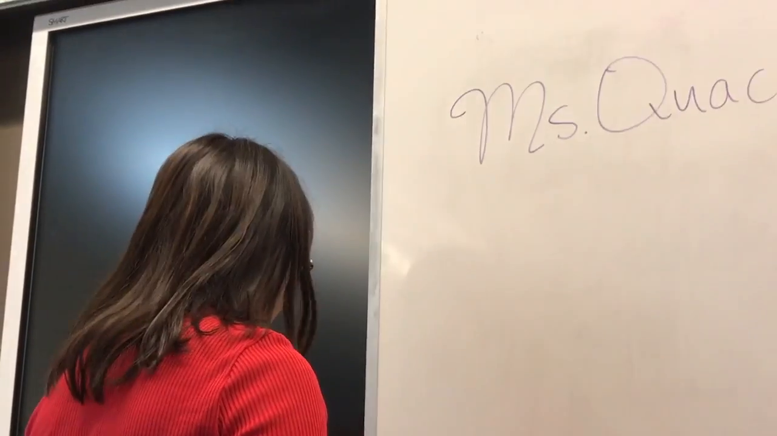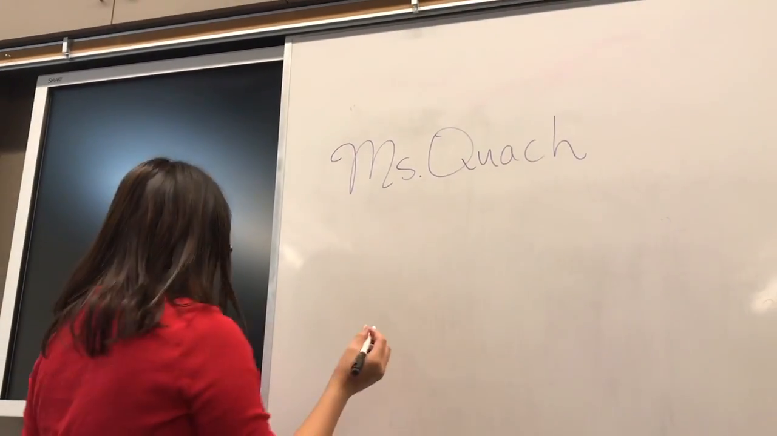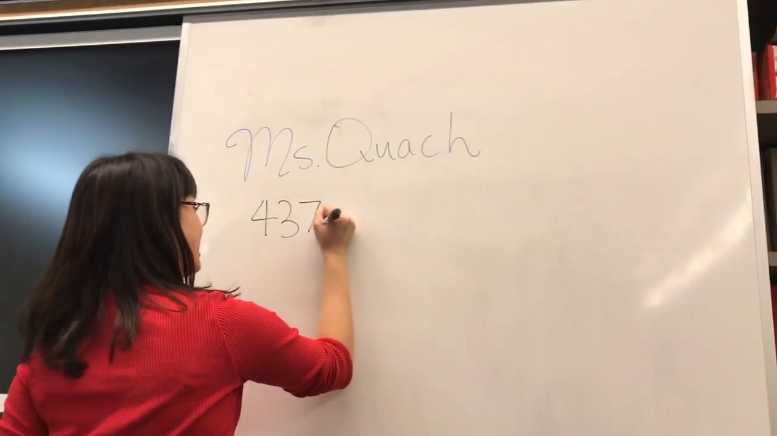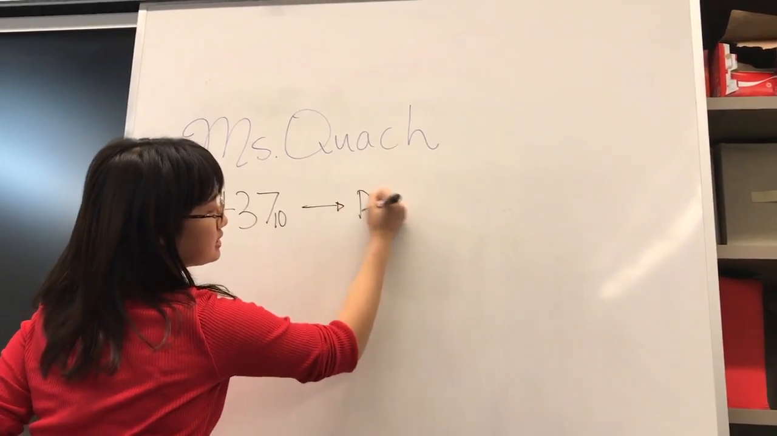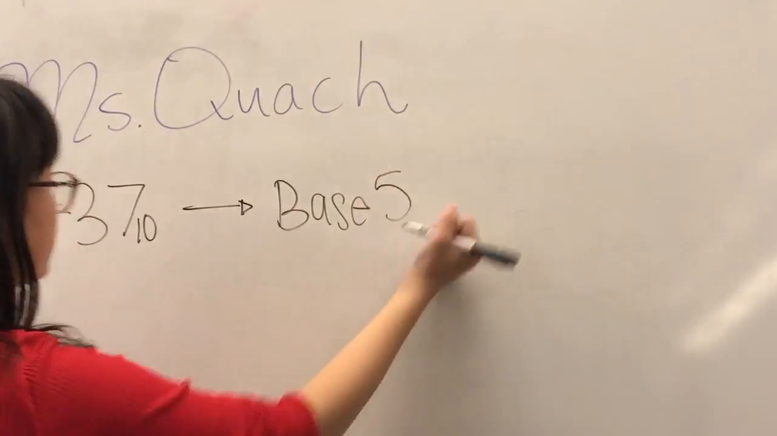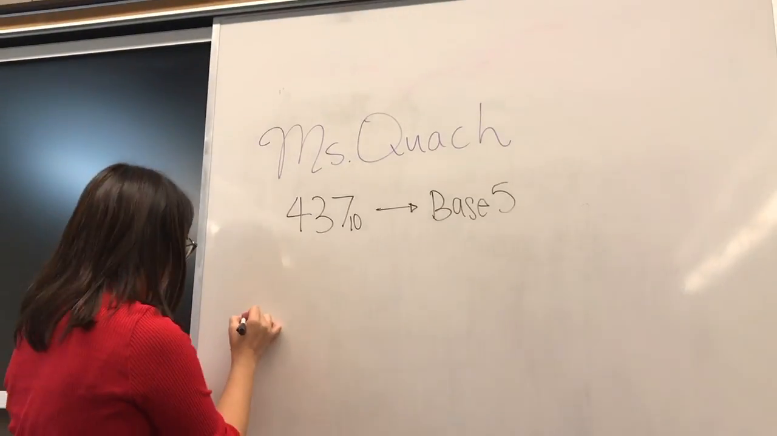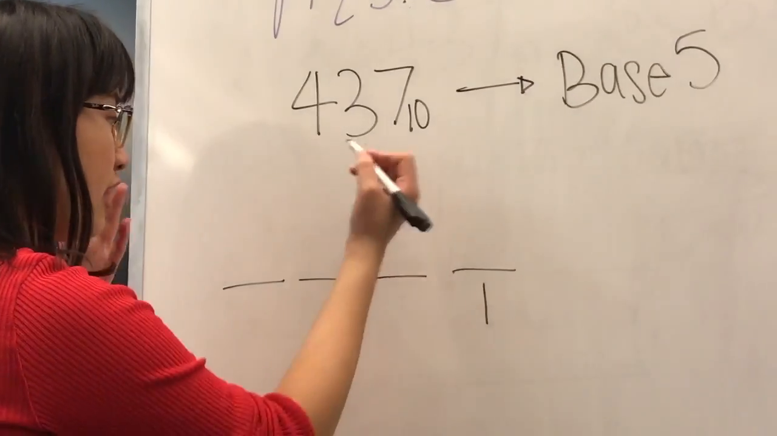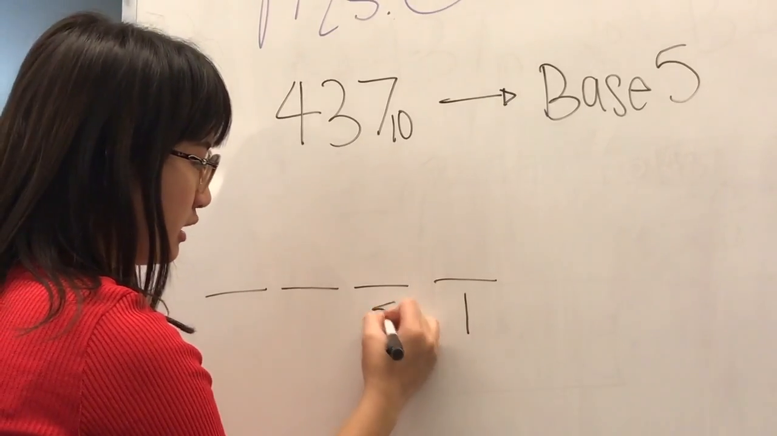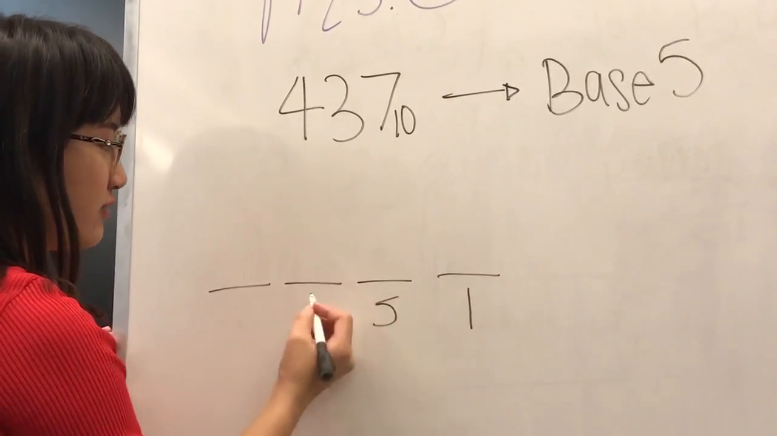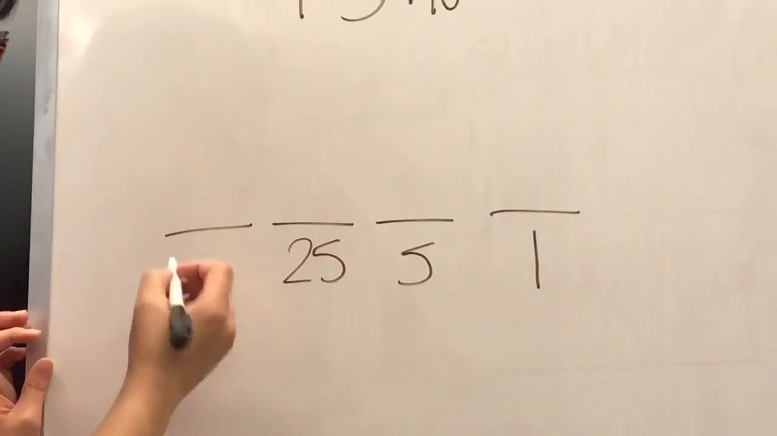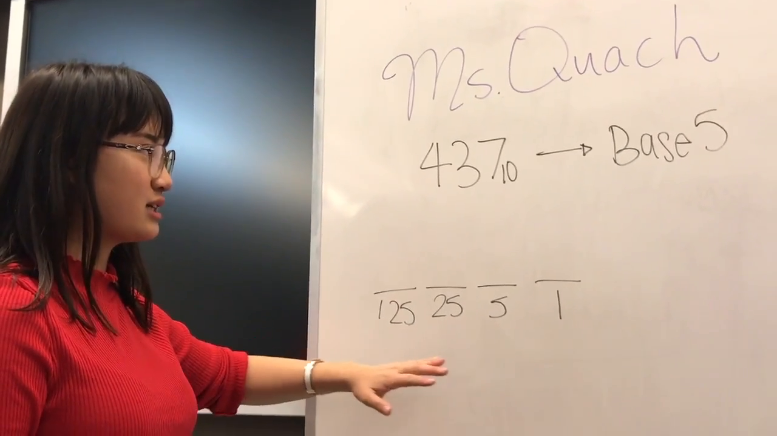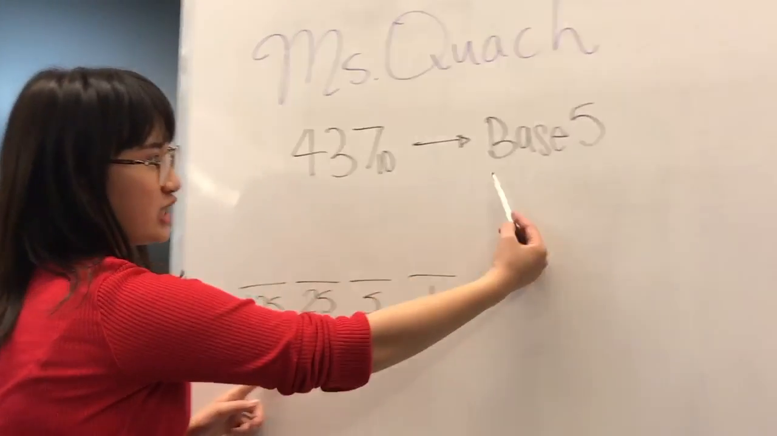Hi everyone, so I'm going to be teaching you how to convert from base 10 to base 5. So I'm going to choose the number 437 with a base of 10 and convert that to base 5. So to start off, I'm going to put markers down. So I'm going to put 1 because 5 to the power of 0 is 1, and then 5 to the power of 1 is 5, and then 5 to the power of 2 is 25, and 5 to the power of 3 is 125, and if you go over, it's going to be past 437, so that's where we're going to stop. And the reason why we do 5 is because we're changing it to base 5.